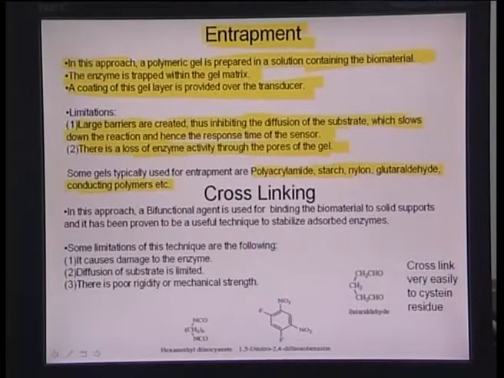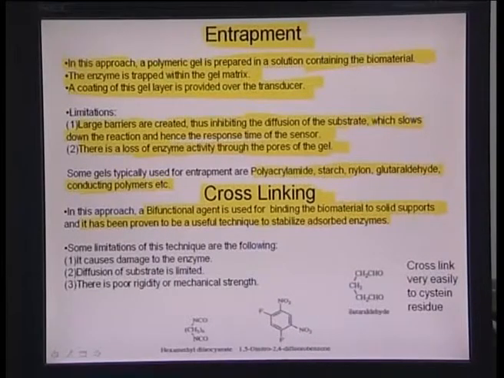Okay. The other technique which is important to be understood is cross-linking. This is an approach essentially where a biological moiety is bound to a biosensor with a crosslinker molecule. So you have some kind of a ligand molecule which is on one side bonded to the biological entity and on another side bonded to the particular surface in question. Okay. So we call it a bifunctional agent, this kind of crosslinker molecule, and it's used for binding the biomaterial to solid supports. Okay. It has been of course proven to be a very useful technique, particularly to stabilize the adsorbed enzymes, and of course this technique also has some limitations.